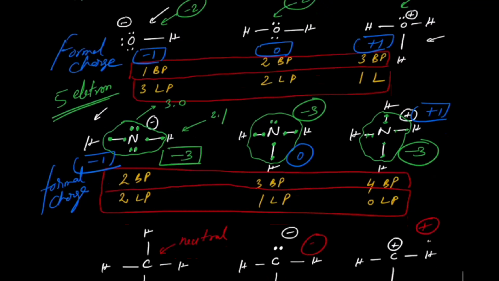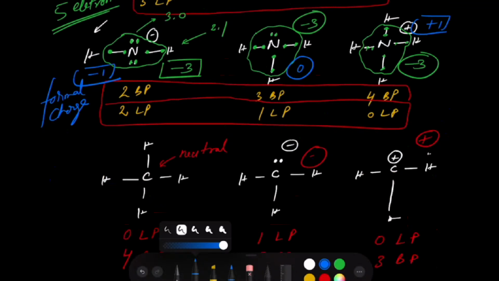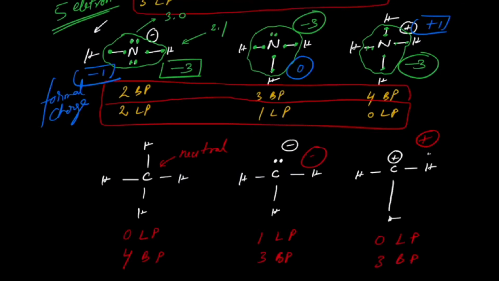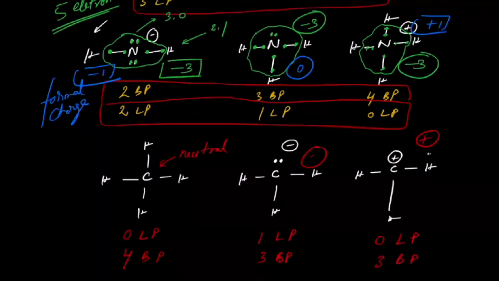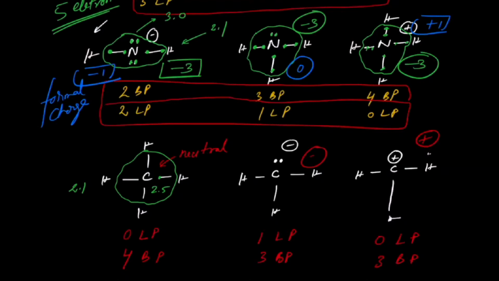Now tell me, what is the oxidation state here of carbon? So who will take the electrons if there is a partition? Obviously carbon will take, because carbon's electronegativity is 2.5 and hydrogen's electronegativity is 2.1. So carbon will take all these 4 electrons. So how many electrons does carbon have? 1, 2, 3, 4, 5, 6, 7, 8. It is supposed to have 4, it has 8. So oxidation state is -4.